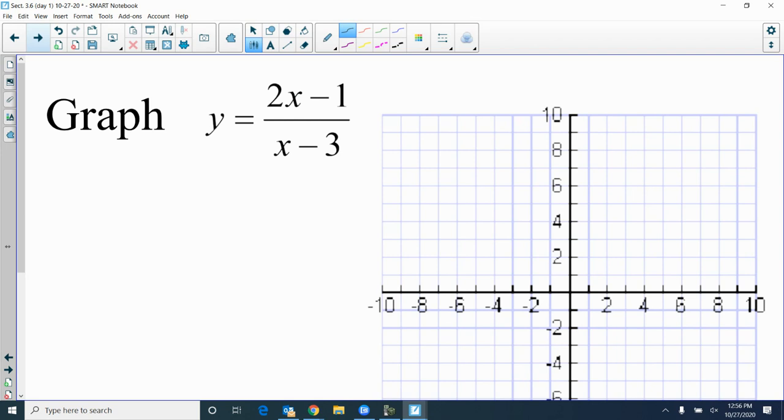All right, so at least get an XY axis down, plot a couple points, see what you think it looks like.